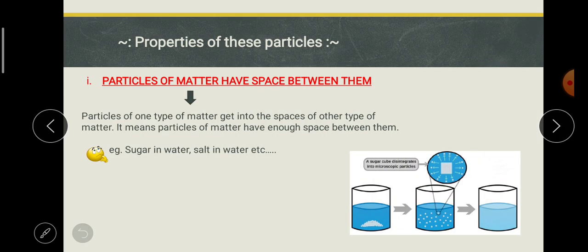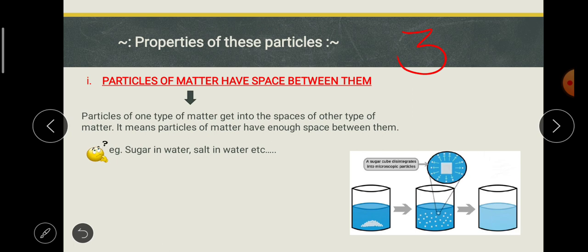So now these particles have some properties. There are three properties of these particles and we'll study them one by one. First one is particles of matter have space between them. Particles of one type of matter get into the spaces of other type of matter. It means particles of matter have enough space between them.